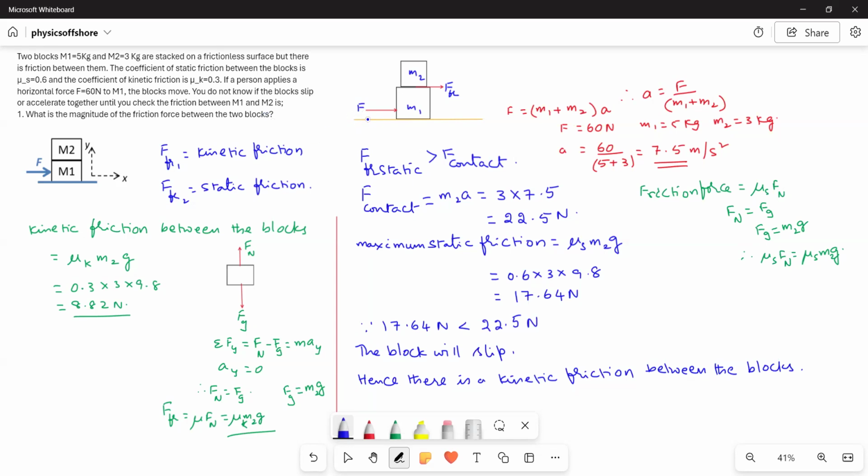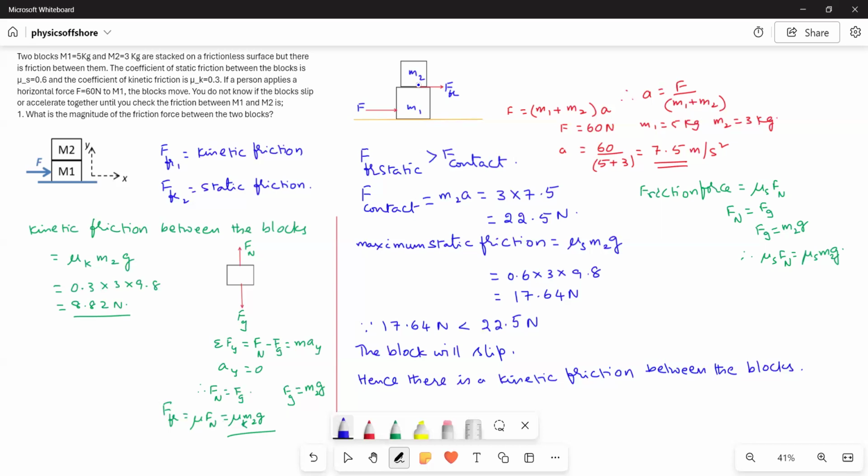Here, two blocks are stacked one upon the other and they are lying on a frictionless surface. Let us consider the lower block as M1 and the top block as M2. There is friction between the blocks, and we have to find out, when the force is applied to the lower block, whether the blocks will move together or the second block will slip. If the second block is slipping, we have to find the kinetic friction. If the blocks are moving together, we have to find the static friction.